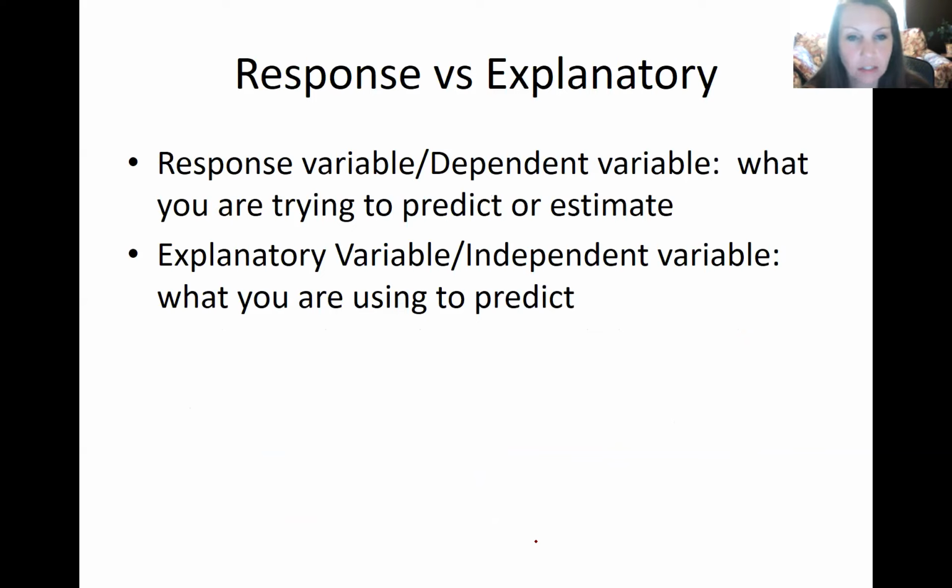The response variable, or the dependent variable as another name for it, is what you're trying to predict or estimate. So it's the output, what comes at the end of the line. And the explanatory variable, which is sometimes called the independent variable, is what you're using to make that prediction. So it's going to be your input. Explanatory is like the input, and the response is like the output.